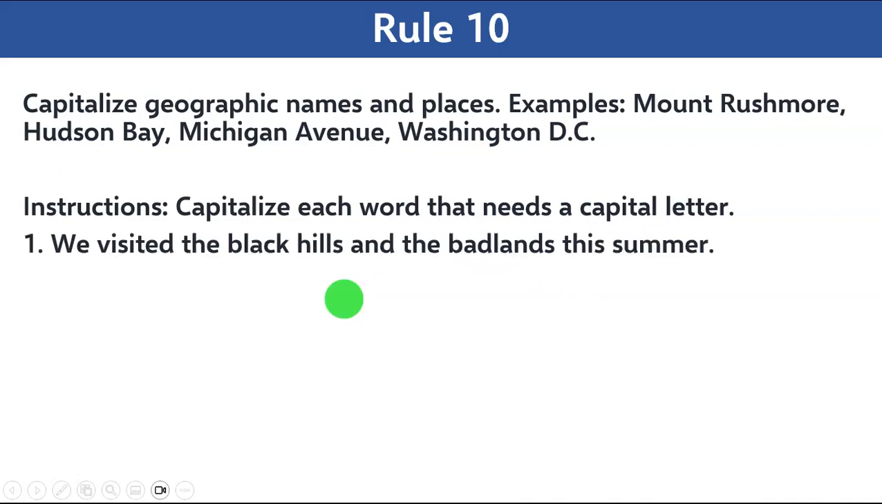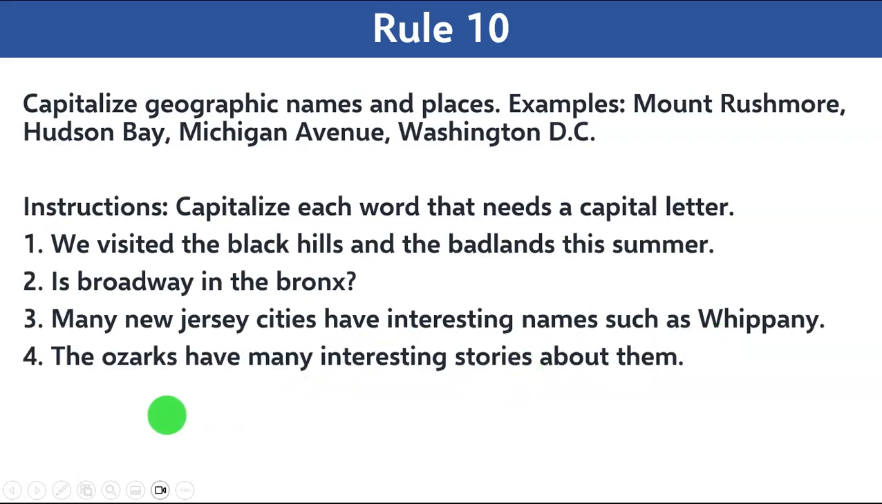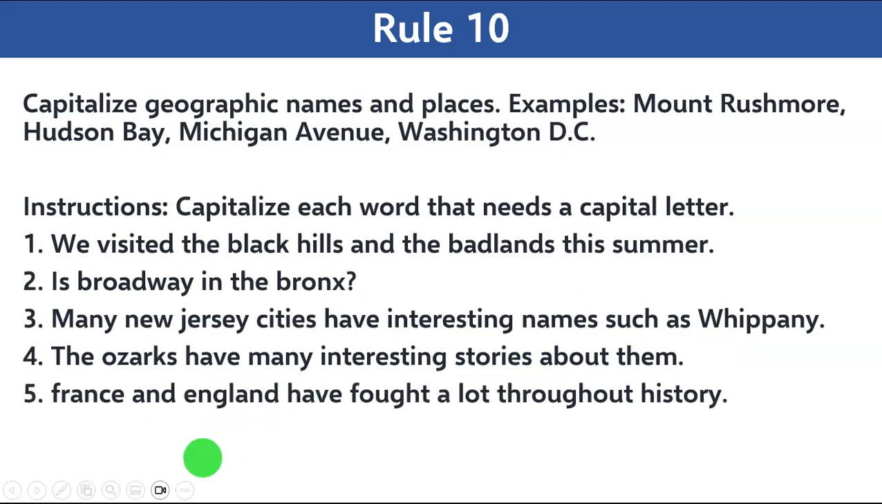All right. Number 1, we visited the Black Hills and the Badlands this summer. Number 2, is Broadway in the Bronx? Number 3, many New Jersey cities have interesting names such as Whippany. Number 4, the Ozarks have many interesting stories about them. And number 5, France and England have fought a lot throughout history. Given this particular rule, which are the words which should be capitalized in these 5 questions? Your 10 seconds start now.